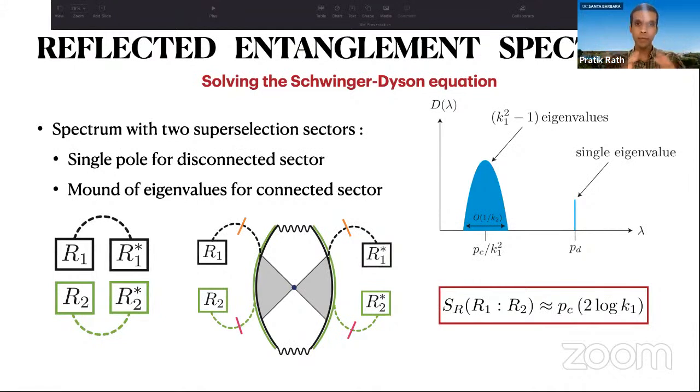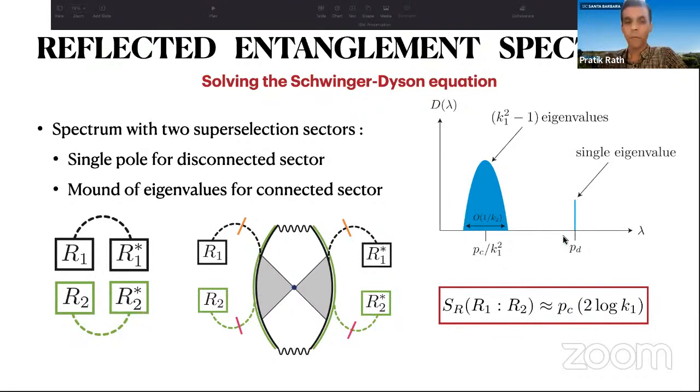So let me just explain in detail what the spectrum turns out to be. The spectrum has a simple form where it has two main features. The spectrum has one pole, which is a single eigenvalue. The single eigenvalue can be thought of as corresponding to the disconnected sector. So when we are far into the disconnected phase, we end up having a geometry that just corresponds to R1 being purified by R1 star, and R2 being purified by R2 star. And since there's no entropy, you expect it to be a single eigenvalue since it's a pure state.